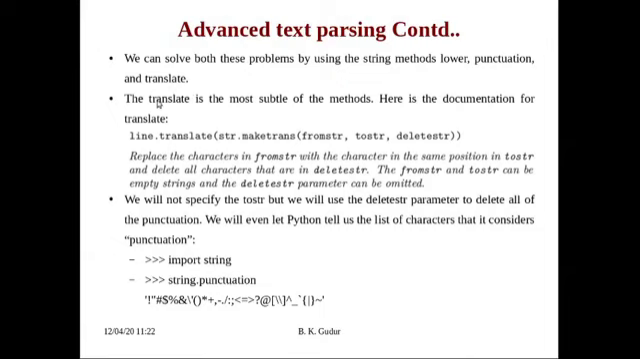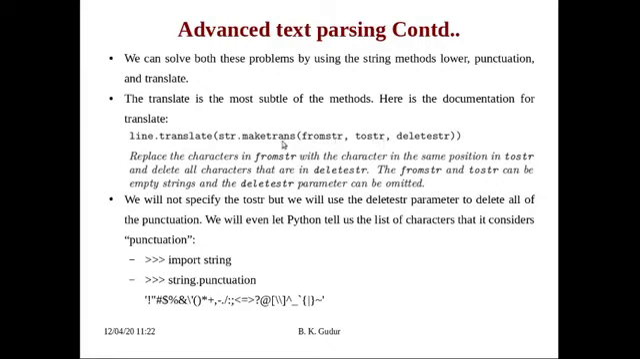In the previous slide, translate is a string method which is the most subtle of all the other methods. Here is the documentation, meaning the details of that particular method translate. We can use it like this: line dot translate, where line is a string. How does it translate? Here, str dot maketrans from string to string delete string.